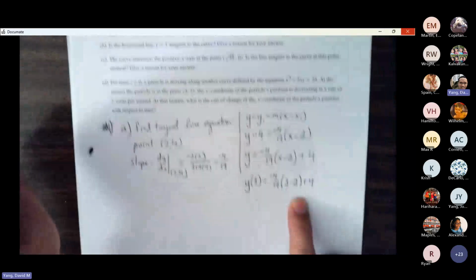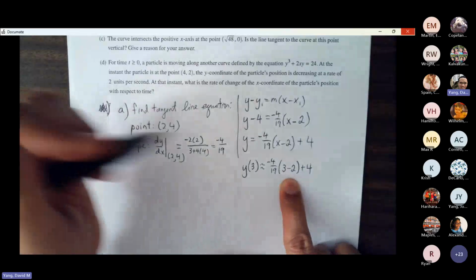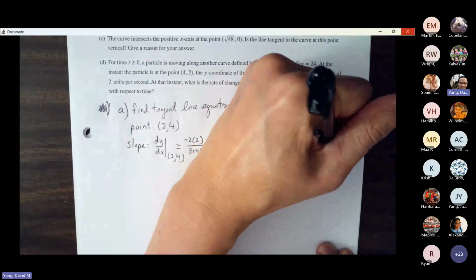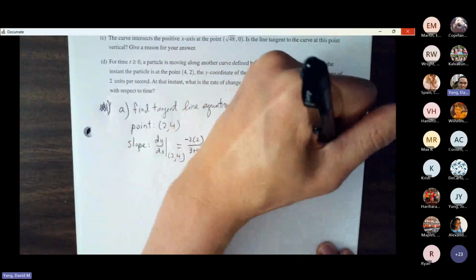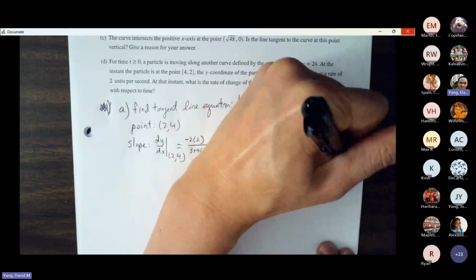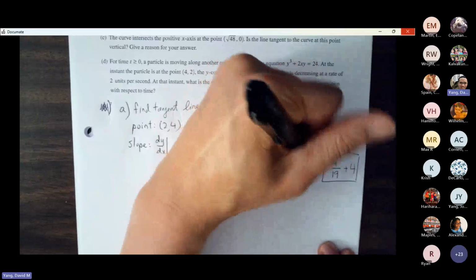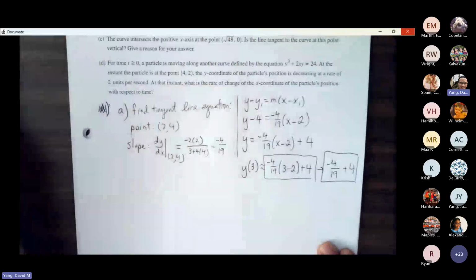Now, the good thing is this is non-calculator. You can leave your answer like this. There's no need to clean this up. I just realized that 3 minus 2 is 1, so I can make it a little bit cleaner, but any of these is fine. You don't have to go any further than that.